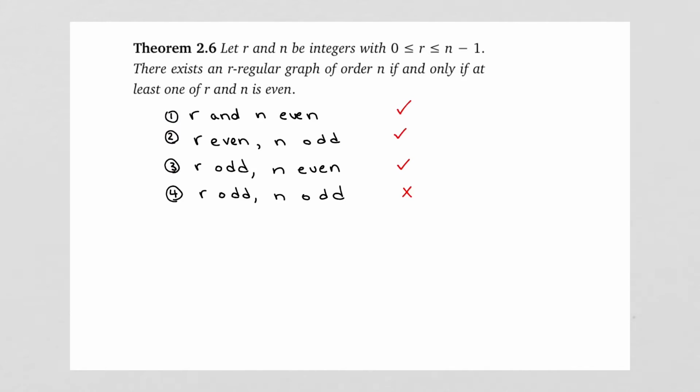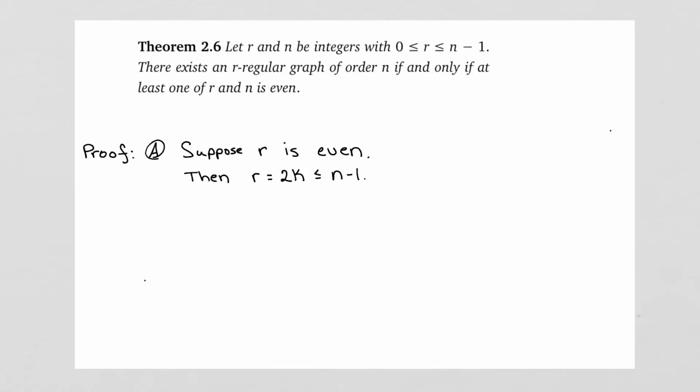Now, what the proof actually does is it's going to take the first 2 cases and consolidate them into a single case where R is even. So whether n is odd or even, the proof will be exactly the same. And then the second case where R is odd. So that's how the 2 cases are divided up.